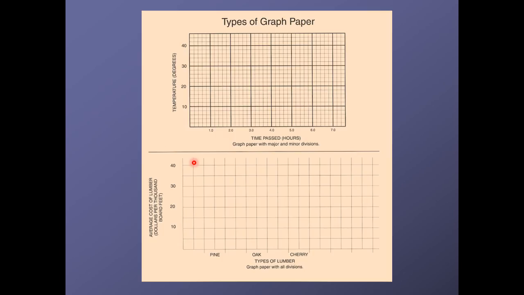For example, let's say here is a type of graph paper we have, but we just want to show you how different that can be. For example, this is a graph paper good for, let's say, measuring the time passed versus temperature in degrees.